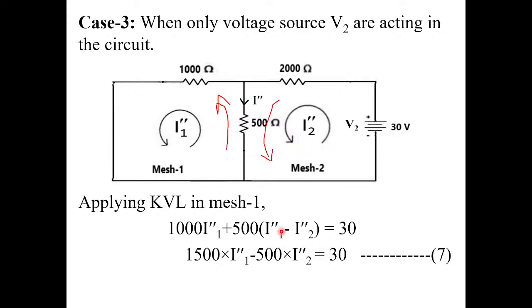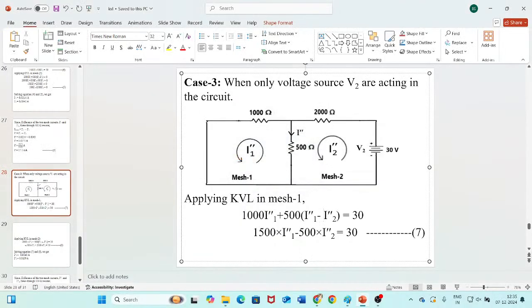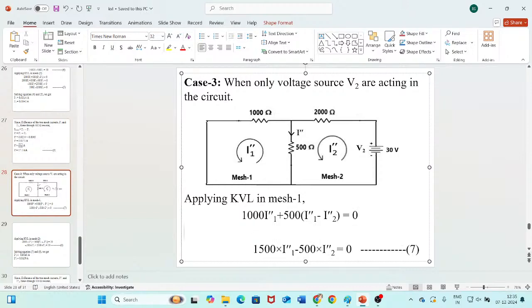And that is equal to not 30 volts, it is 0 actually. I think I simply copied from the previous case and forgot to modify it. So it's not 30, there is no source at all.